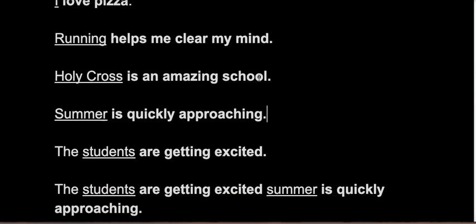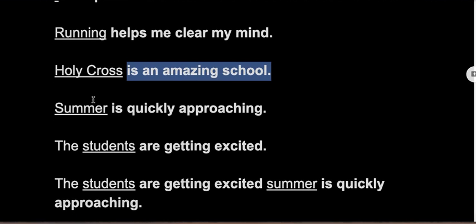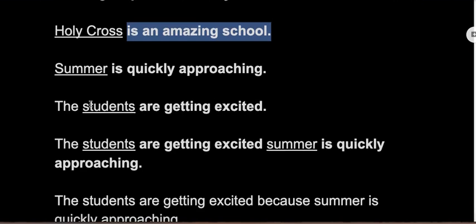Holy Cross is an amazing school. Who or what is the sentence about? It's Holy Cross. What about Holy Cross? Is an amazing school. Subject, predicate. Notice that the subject comes before the predicate in all of these sentences and in most cases in language. Occasionally we'll switch them, not very often.